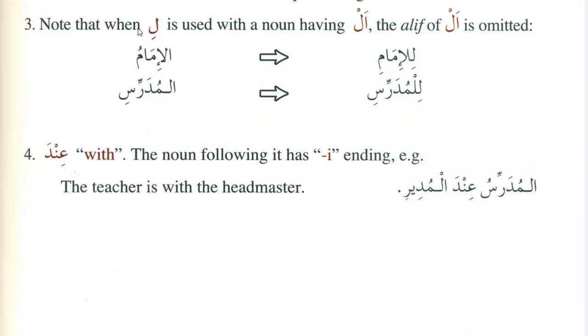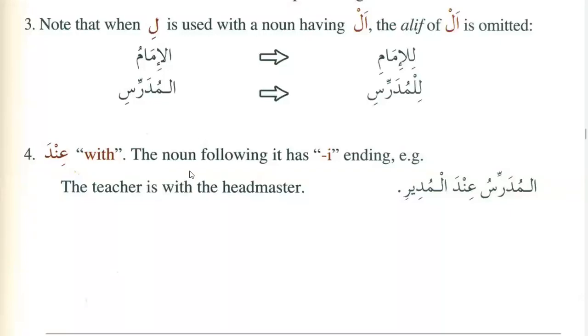So al imamu becomes lil imami. Al mudarris becomes lil mudarrisi. Did you understand? Al imamu becomes lil imami. So basically, the alif of al is omitted when we add the harf jar li to such words. Then the next word.